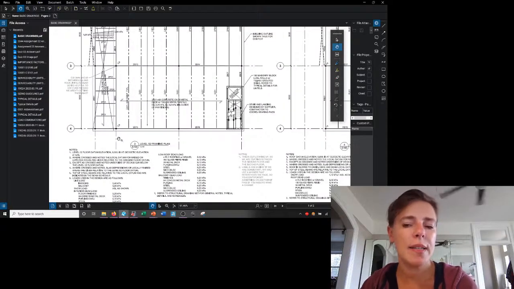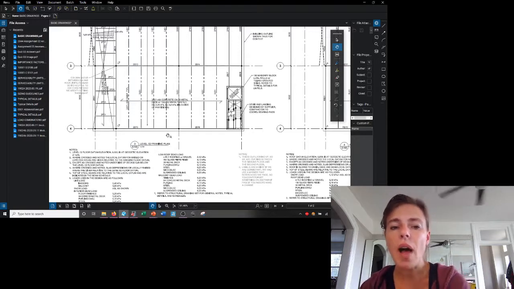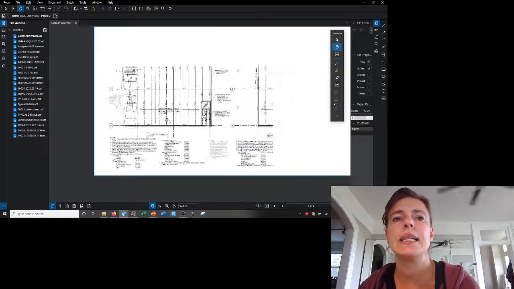You might find it handy throughout the term to go back and look at these drawings, because there's a lot captured here that we're going to talk about throughout the term, and seeing these things might be really handy.